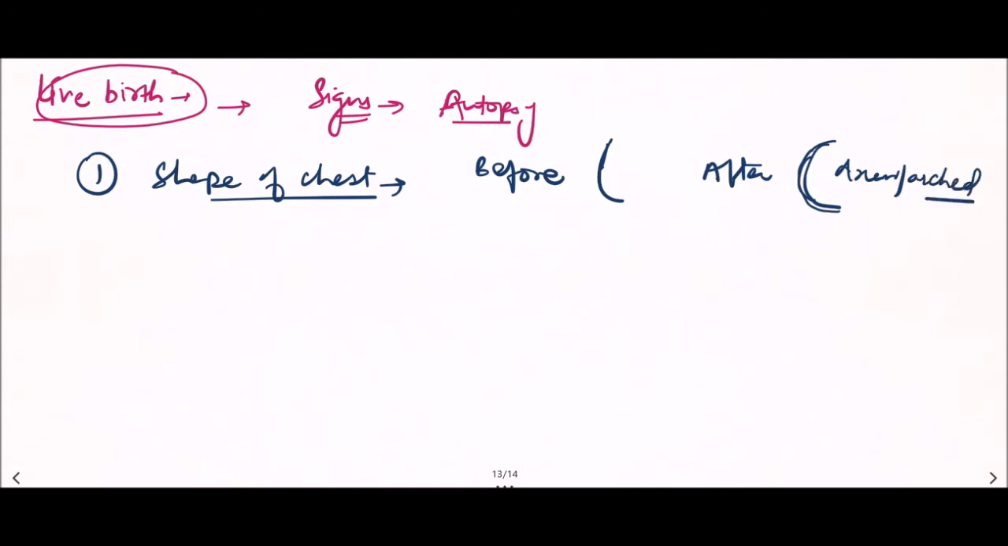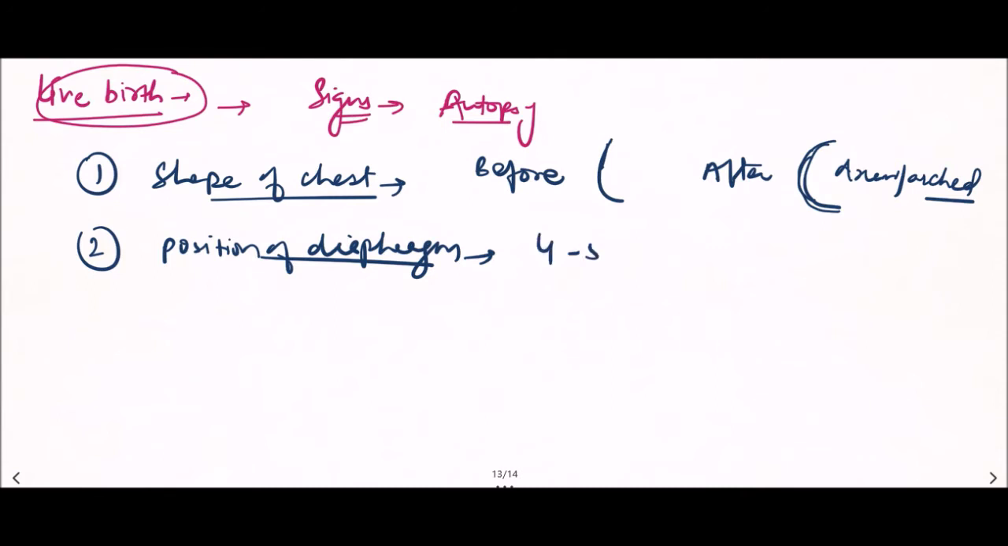Now, after shape of chest, the second point is the position of diaphragm. So diaphragm is basically situated at the level of fourth and fifth rib if there is no respiration. But if respiration has taken place, the position of diaphragm will be at the level of sixth to seventh rib.